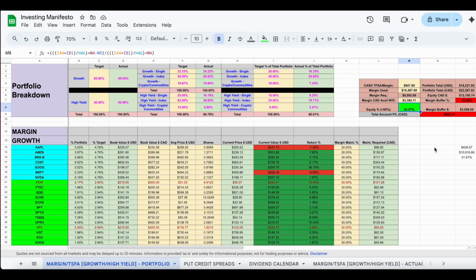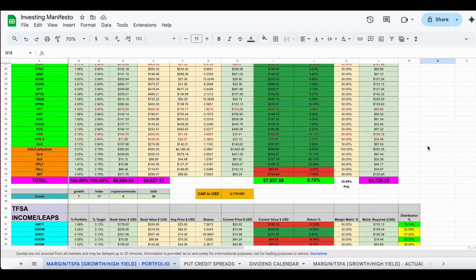Our equity is still looking pretty good, but we have not taken out our 70% yet. So we're at 53% equity. Margin available 3,000, margin used 10,000, and the portfolio total is 22,000. So we have a little bit of cash from some of the moves that we made earlier on.